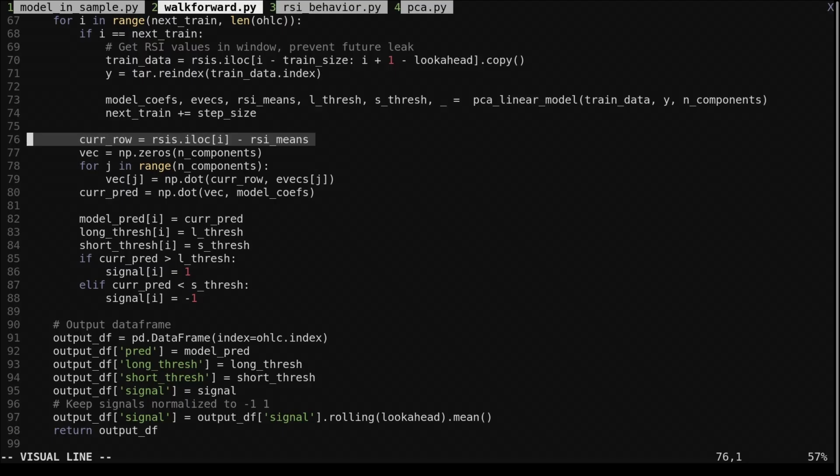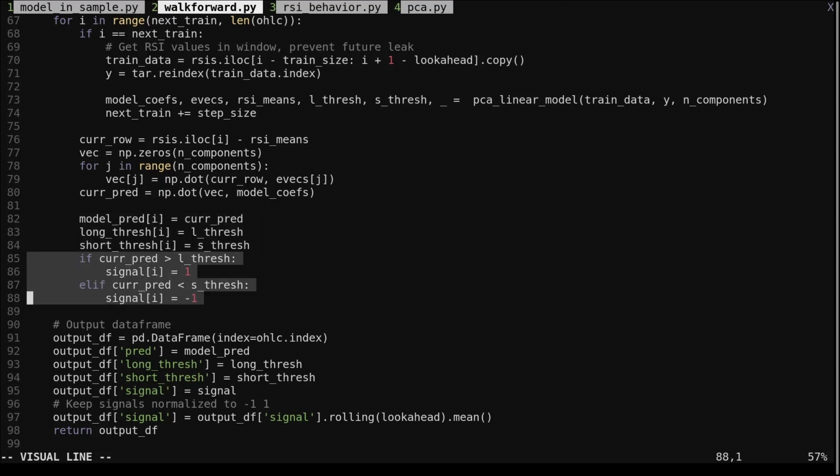We get the current row of RSI values and subtract the means. We compute the principal components using our eigenvectors. Then we get the current prediction by computing the dot product of the model coefficients and the principal components. We add the current prediction and thresholds to the output arrays.